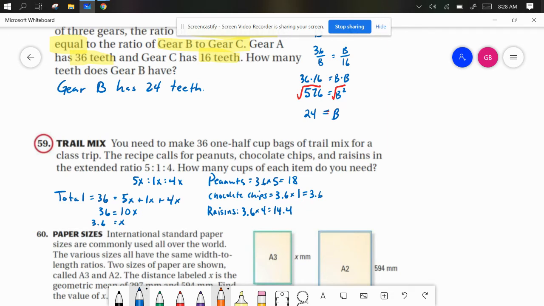And then to check, these three numbers should add up to 36. 18 plus 3.6 plus 14.4 is 36. Okay. But we have to be careful with the units. That's 36 half cups. So the units for these are half cups.